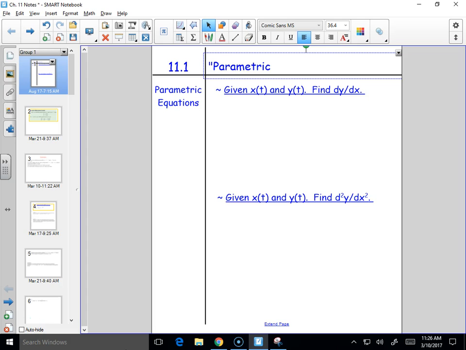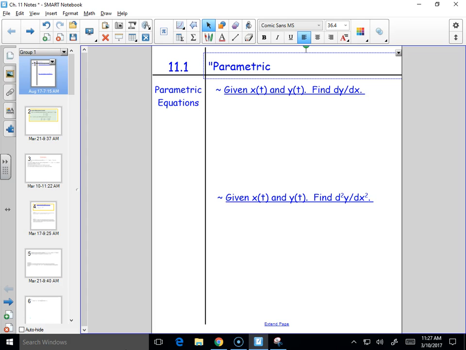But remember in Calc BC how we could only talk about motion moving in a straight line? Up, down, or right, left? What's parametric do? Up, down, and right. Exactly. Take that, rectilinear. So we can have a curved path.